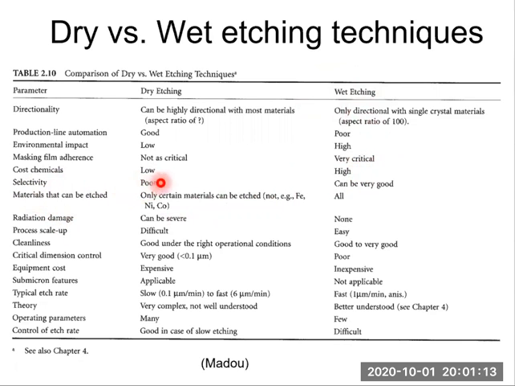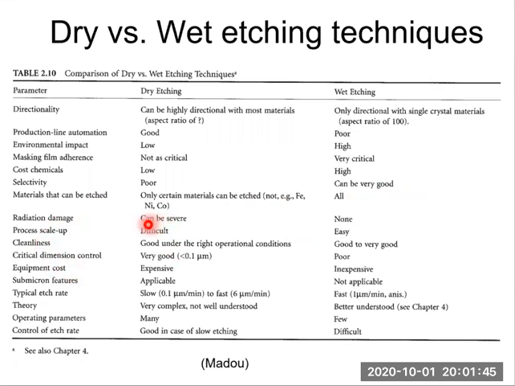Selectivity: dry etching is not as good as wet etching. Wet etching can have very good selectivity. Materials that can be etched: only certain materials can be etched by dry etching, because the product typically needs to be volatile. With wet etching, almost all materials can be etched using a wet method.